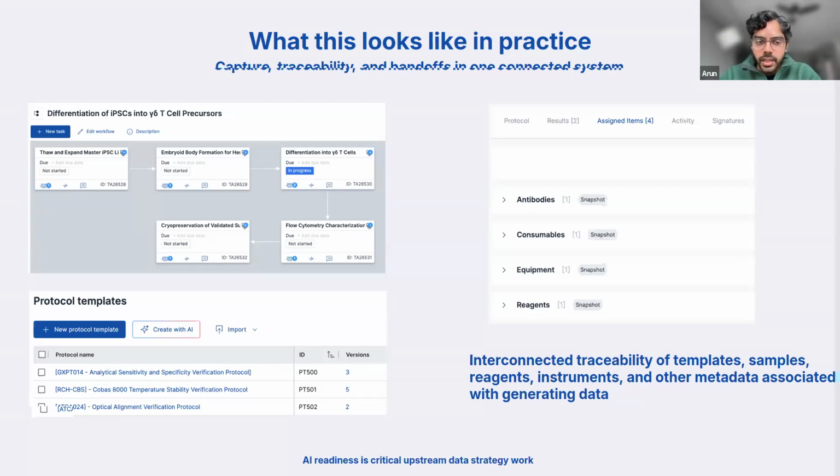And the traceability is built into all of these. So from your protocol template section, you can see exactly where your protocols were used. And then from there, you can see what items were used, what results were generated. Or you can start with the inventories and start with a sample and see where a sample was used, what SOP or protocol was used, and what results were generated. So again, bringing everything back into one interconnected system.